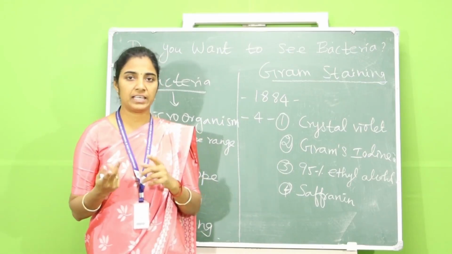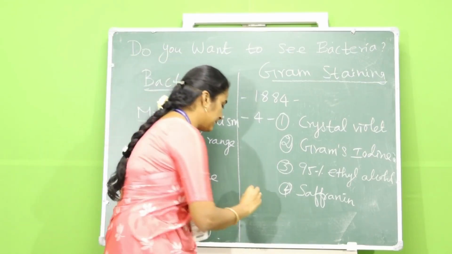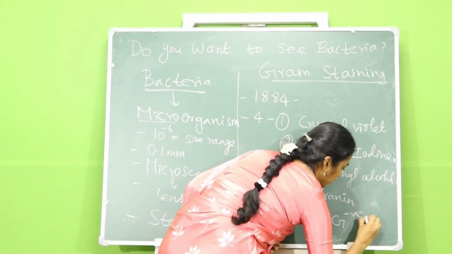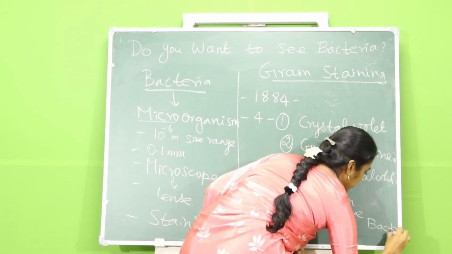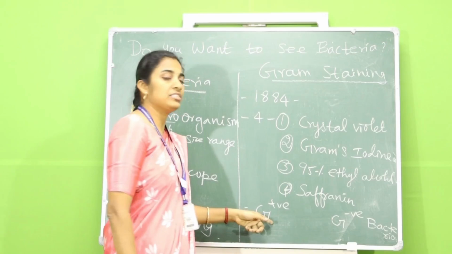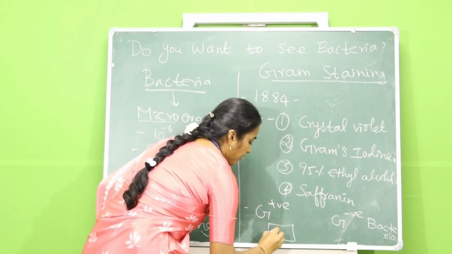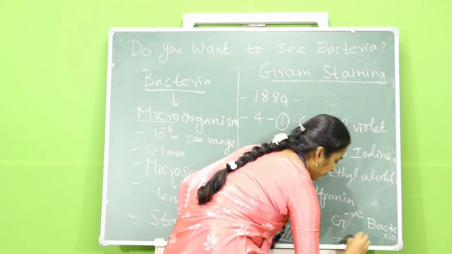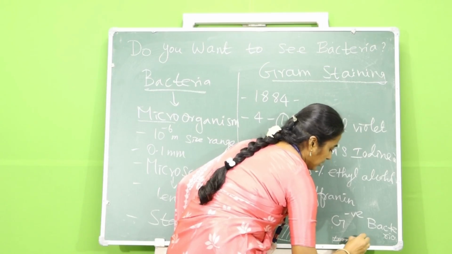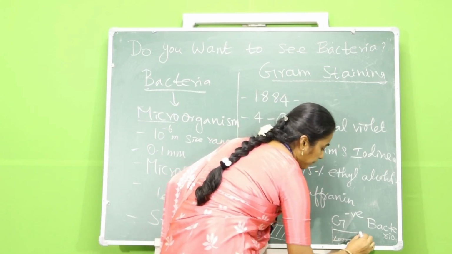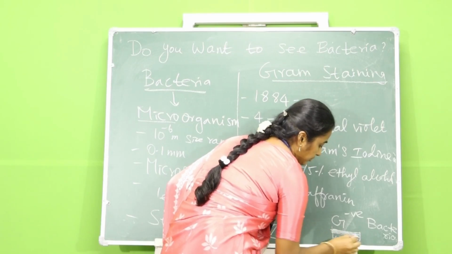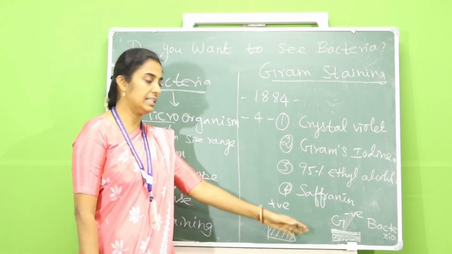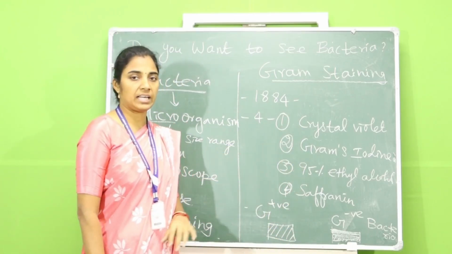There are 2 types of bacteria. One is gram positive bacteria, another one is gram negative bacteria. Gram positive bacteria will have thick layer of peptidoglycan. Gram negative bacteria will have thin layer of peptidoglycan. Along with it has phospholipid bilayer. Based on this structure difference, we are able to differentiate these 2 types of bacteria by using these stains.